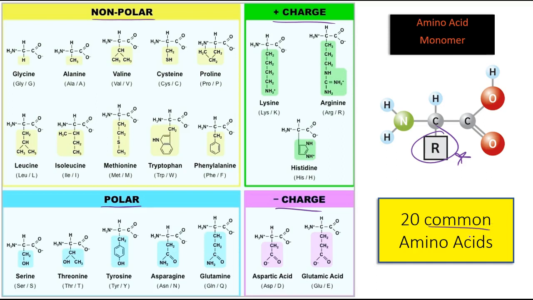There are obviously 21 to 22 total amino acids. Some of them are kind of man-made or laboratory-made. We're not going to get into those because this is bio and we're only focusing on the amino acids that are naturally occurring in nature.